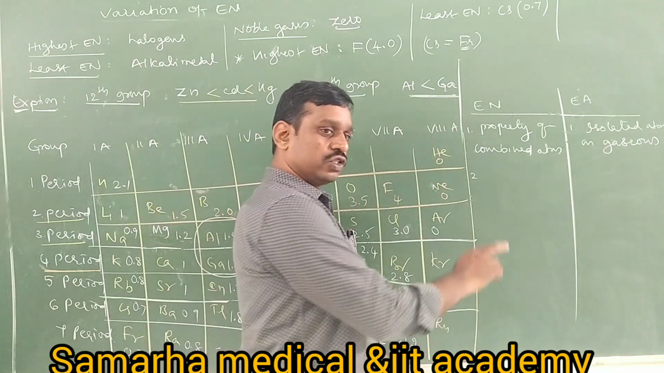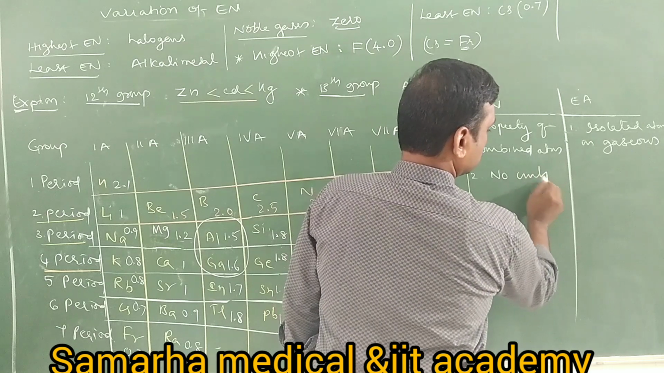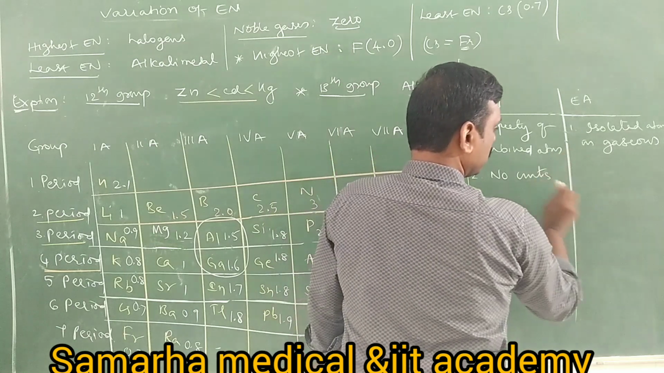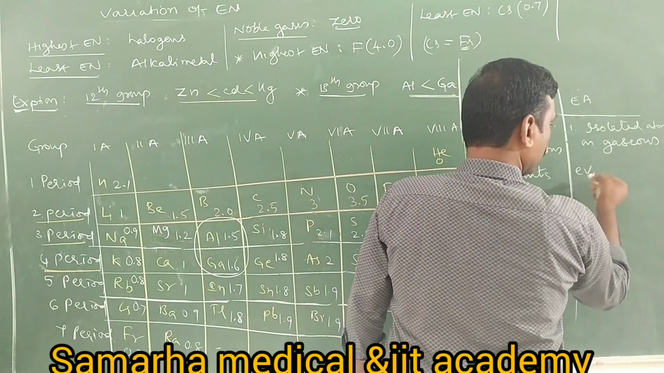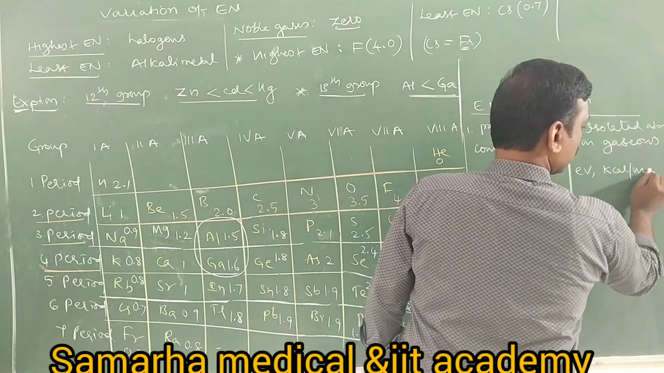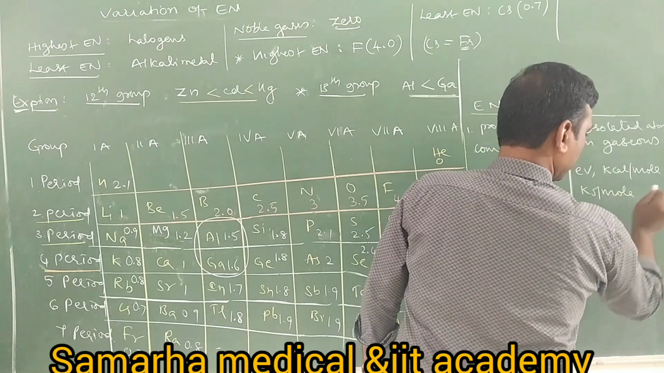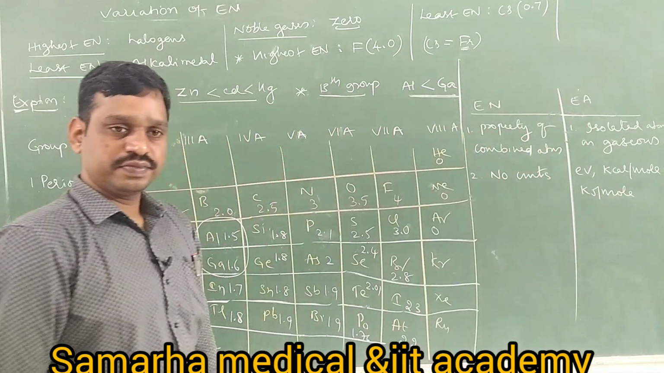Yeah, very good. So what about units? Electronegativity has no units because it is a comparison value. Electron affinity has units: electron volt, kilocalories per mole or kilojoules per mole, nothing but units of energy.